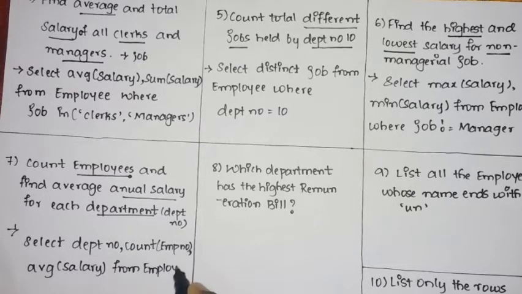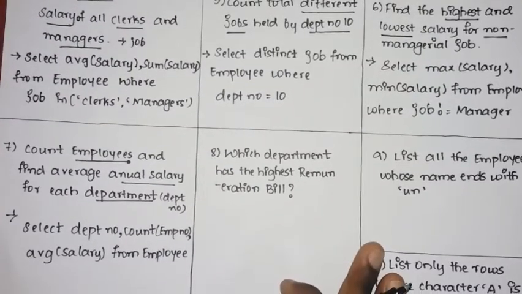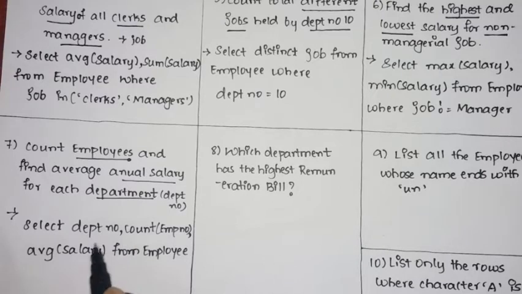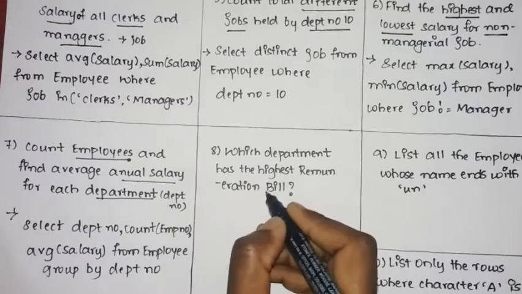So from employee, then after that you need to use one more keyword, which is nothing but the group by keyword, because you need to group the department number as well as the employee number. So for that you are going to use the keyword, then employee, then group by department number. So this is the query for this question.